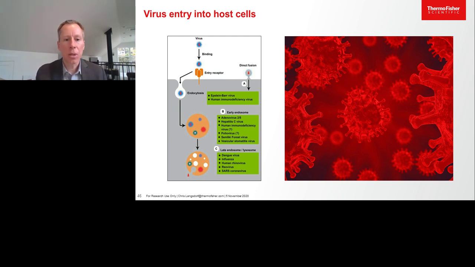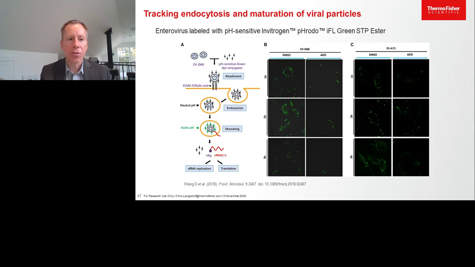Now, it's important to note that this pathway is an acidic pathway. So viruses outside the cell are in a neutral pH environment. As they enter an endosome, they become acidified, and as they progress to a late endosome or a lysosome, that pH can drop down to around 4. And so we can take advantage of that to study the uptake and endocytosis and maturation of viral particles.